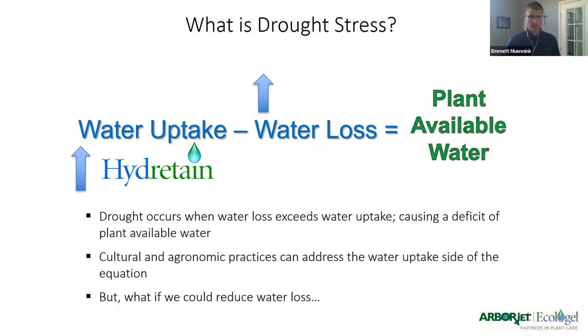There are also agronomic solutions. That's where Hydretain comes into play. A couple of years ago, Arborjet acquired the controlling interest of Ecologel, and they manufacture a product called Hydretain. It's a water managing product that actually extends the availability of water in the soil. Really cool stuff. The active ingredient in Hydretain is a hygroscopic humectant.